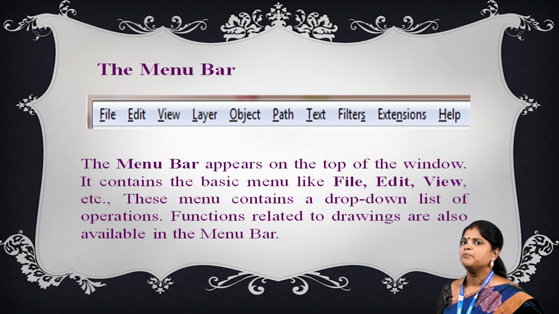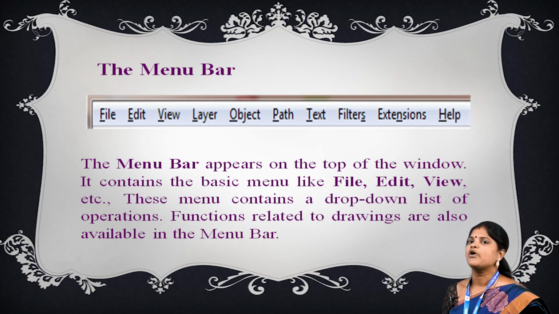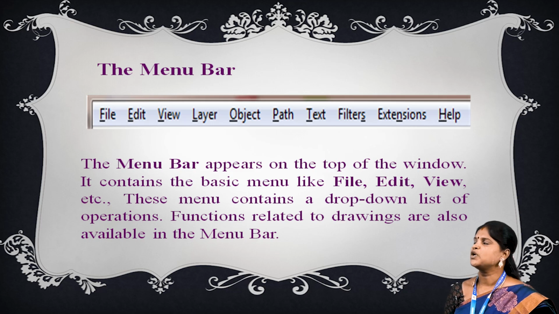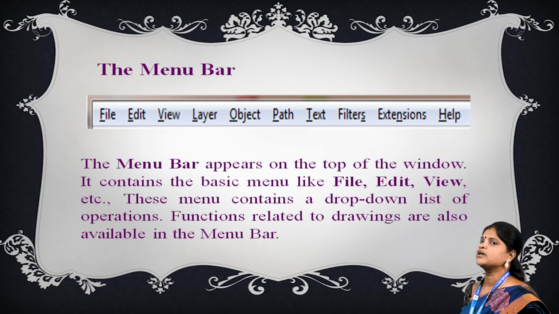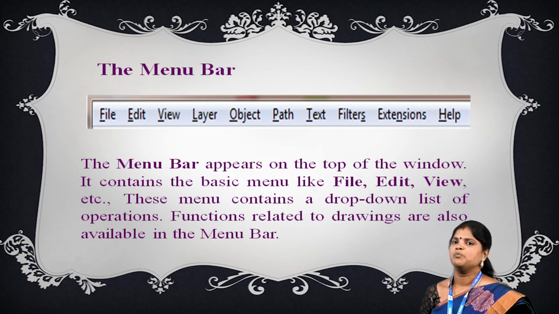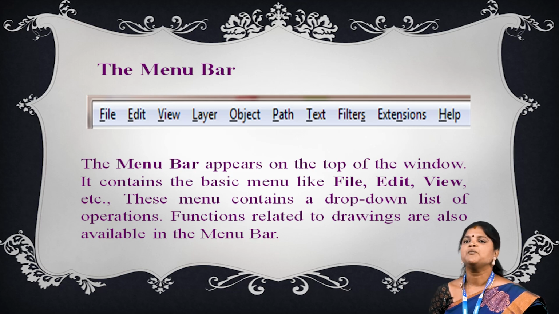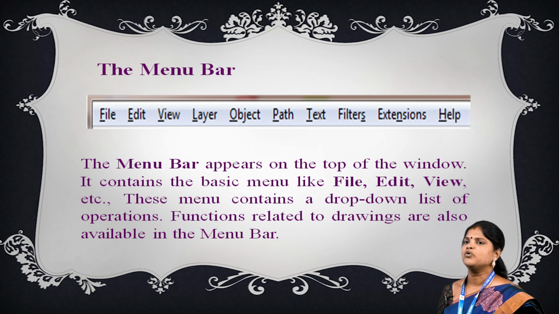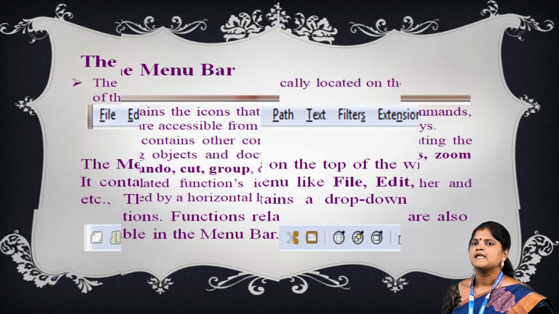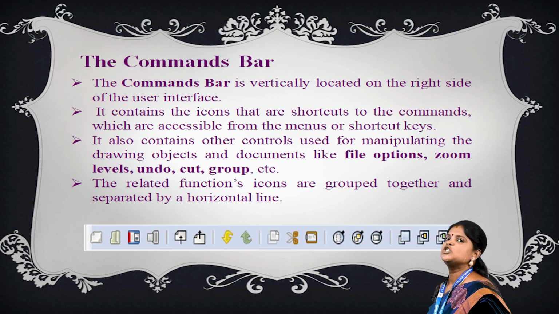First one, menu bar. The menu bar appears on the top of the window. It contains basic menus like file, edit, view, etc. Each menu contains a drop-down list of operations. Functions related to drawing are also available in the menu bar. Most of the commands of the menu bar are directly accessible from the keyboard using access keys or keyboard shortcuts. For example, the file drop-down shows the access key and keyboard shortcut of the list. Next one, command bar. The command bar is vertically located on the right side of the user interface.